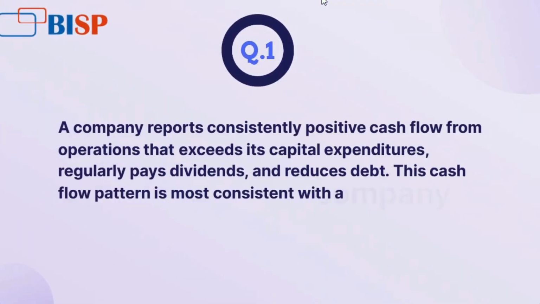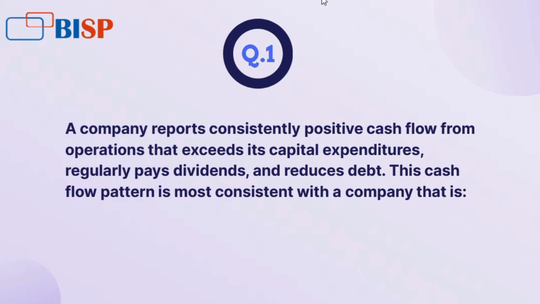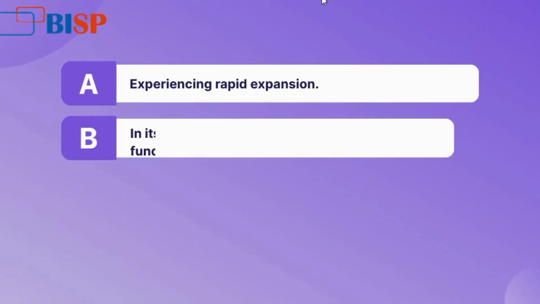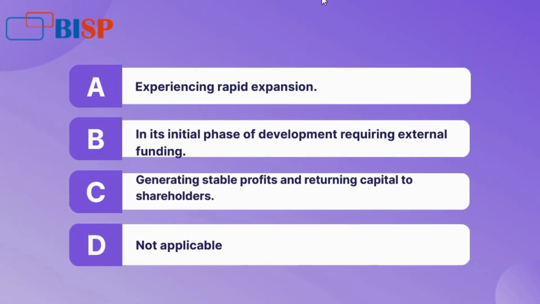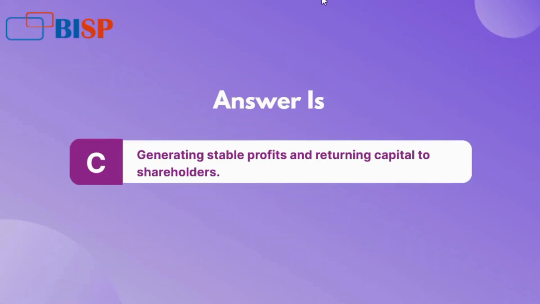A company reports consistently positive cash flow from operations that exceeds its capital expenditures, regularly pays dividends, and reduces debt. This cash flow pattern is most consistent with a company that is A. Experiencing rapid expansion. B. In its initial phase of development requiring external funding. C. Generating stable profits and returning capital to shareholders. D. Not applicable. Answer is C. Generating stable profits and returning capital to shareholders.